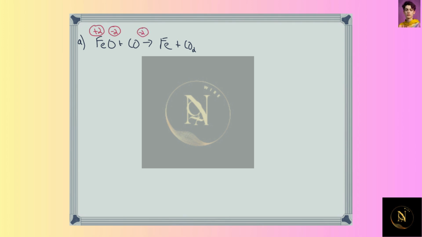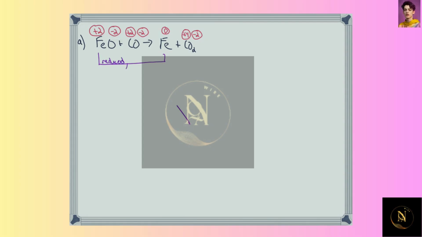Again, oxygen is -2, which is going to make carbon +2 in carbon monoxide. When an element is by itself, its oxidation state is 0. Oxygen is still -2. There are 2 of them, so that's going to make carbon now +4. So we see that iron goes from +2 to 0. So it was reduced.